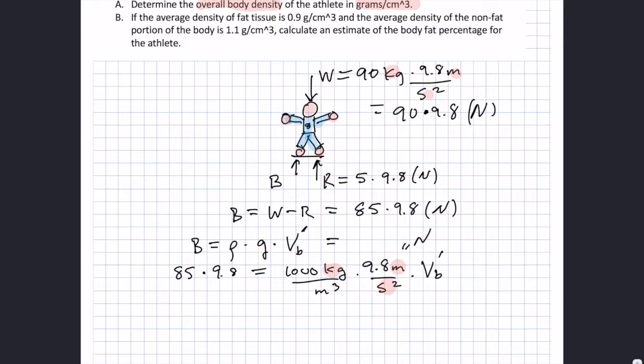And then I know that volume is in meters cubed, and so that meters cubed would cancel here, and I'd be left with simply newtons. And so everything's dimensionally correct here. All right, so I can solve for the volume of the body, and I get 0.085 cubic meters.